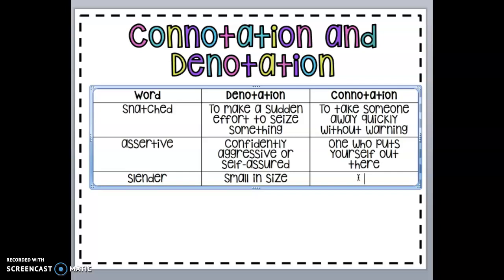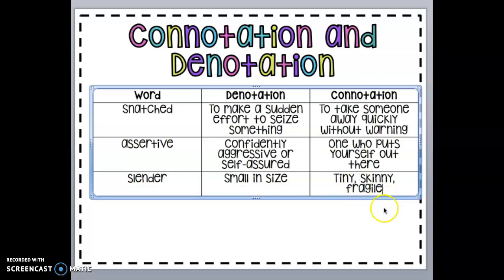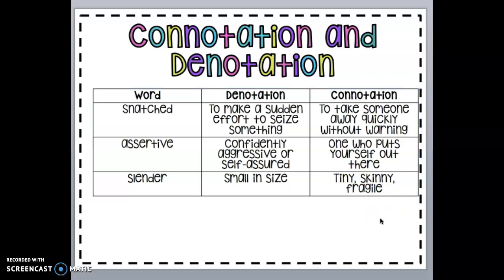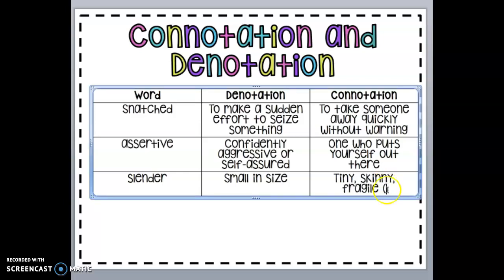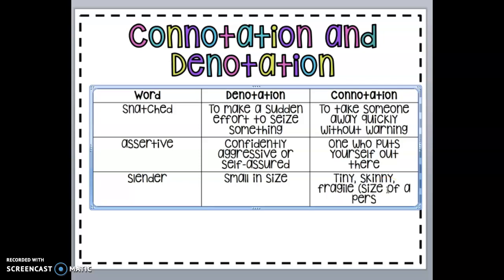So when I think of the word slender, I know it's small in size. You and I looked up the meaning, but the feeling that it gives me, I can picture Sacagawea being tiny, maybe very skinny, maybe even fragile. But that's the connotation. That's what the author wants me to feel about the word. Even though the word really means small in size, when we use the word slender, you're trying to prove a point that that person is really tiny, skinny, fragile, and we're talking about the size. And I'm going to put the size of a person.